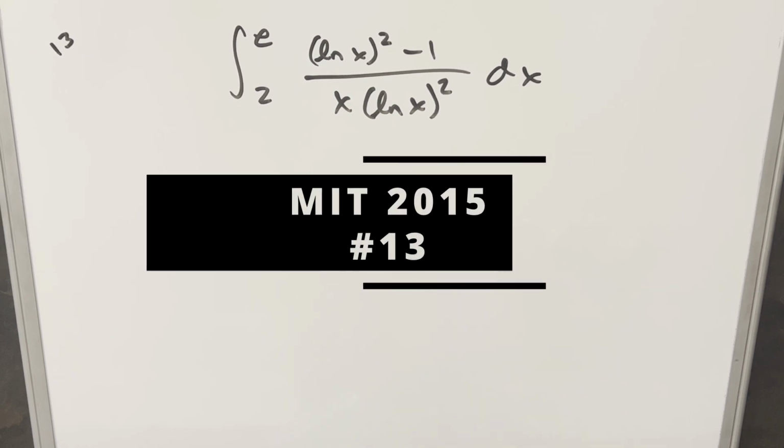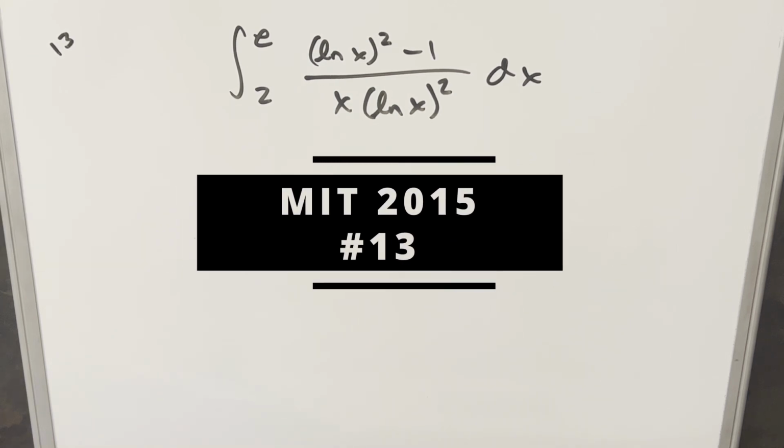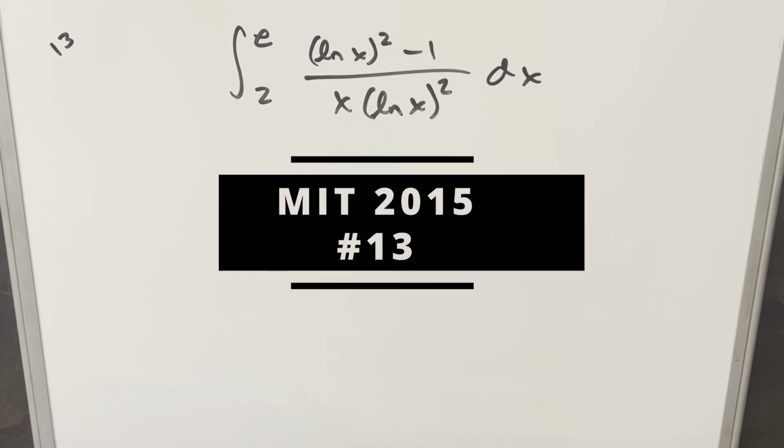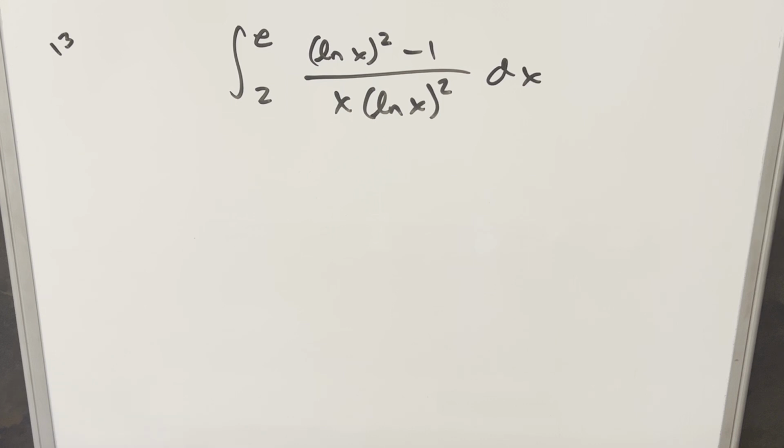Okay, we have here another integral. This one's from the MIT Integration Bee 2015, problem 13. We have the integral from 2 to e of (natural log x) squared minus 1 over x (natural log x) squared, dx. Okay, I did kind of struggle with this one for a while.